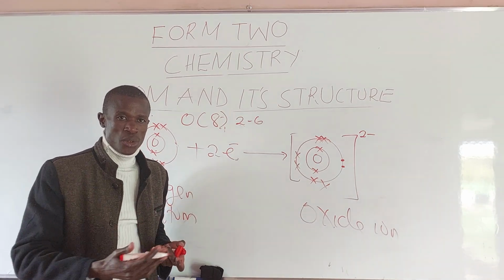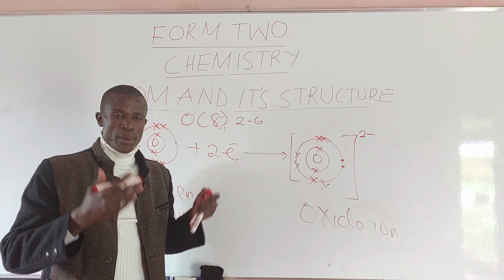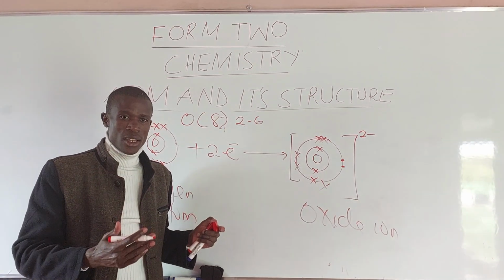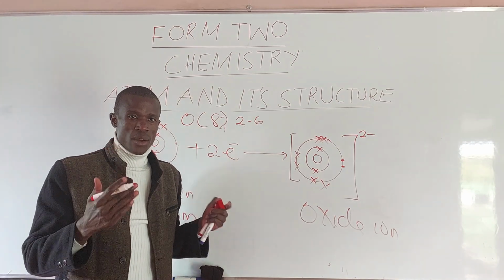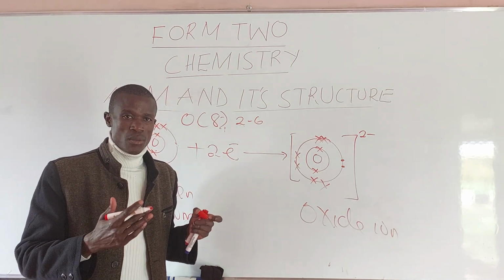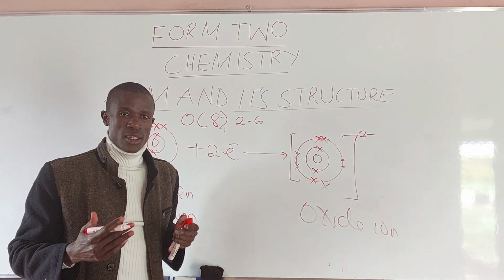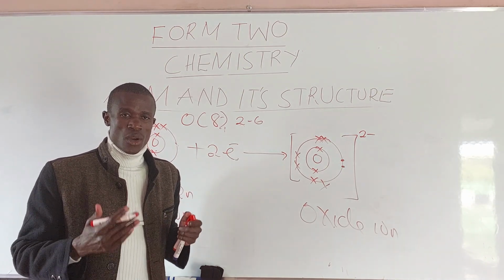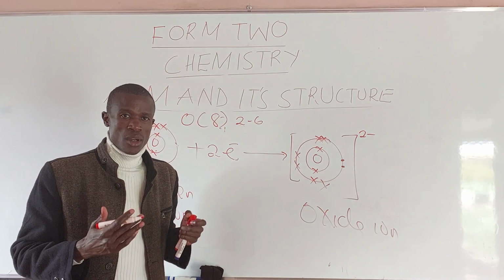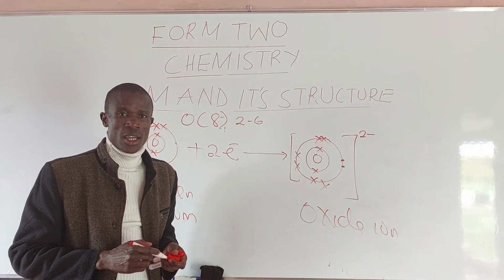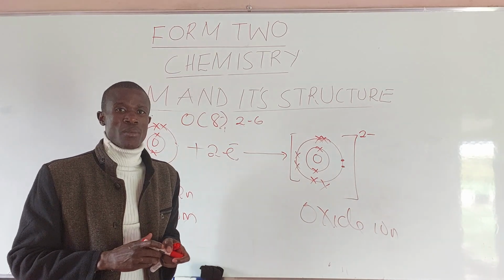The reason for losing or gaining electrons is for that particular atom to form a stable ion. A cation is the ion formed when an atom loses electrons and is normally positively charged. An anion is an ion that is formed when an element or an atom gains electrons to become stable, and an anion is normally negatively charged.